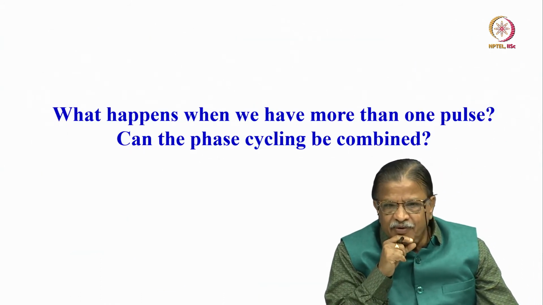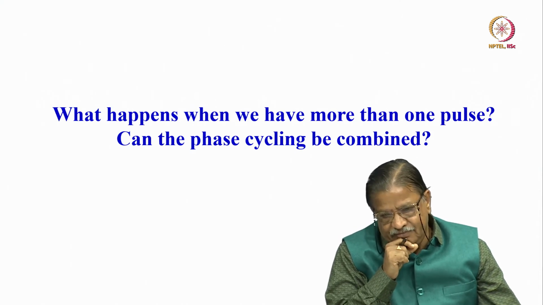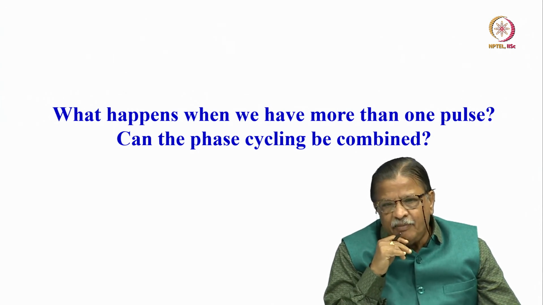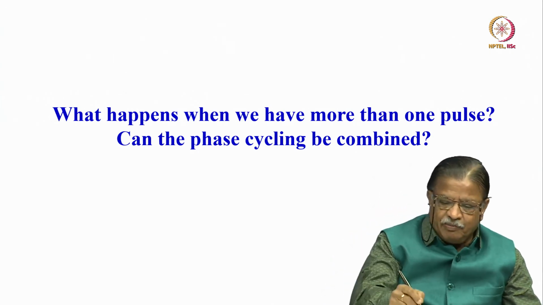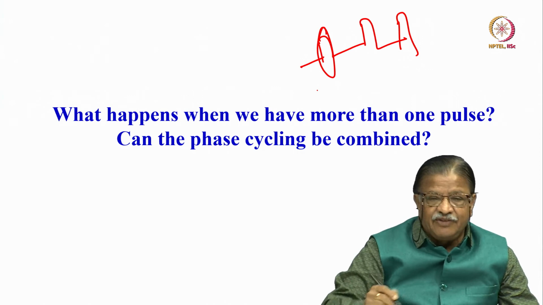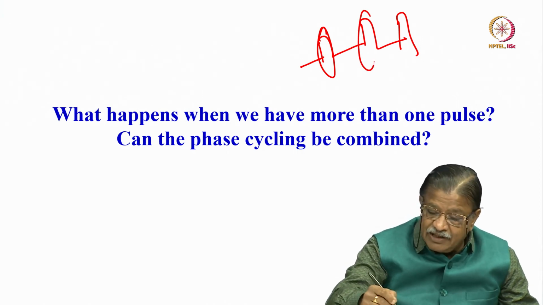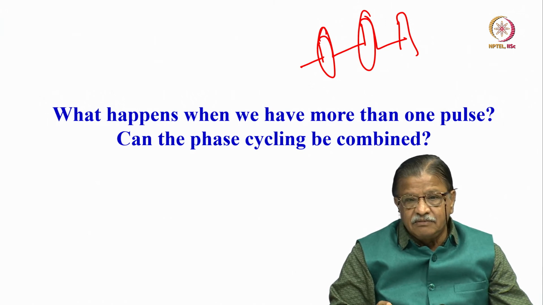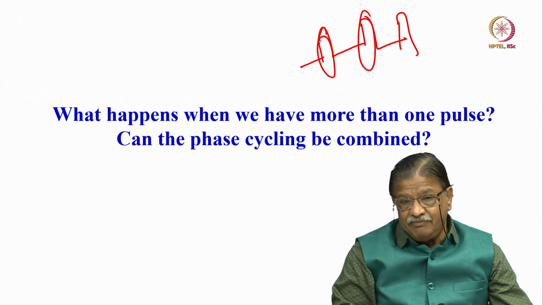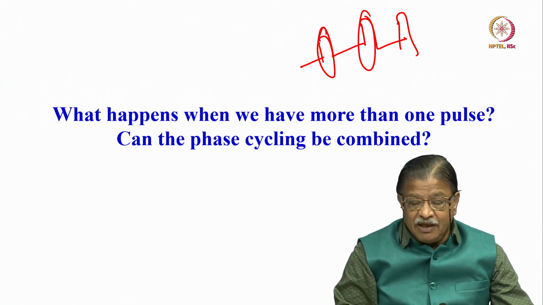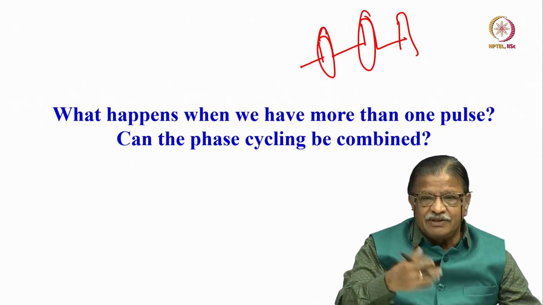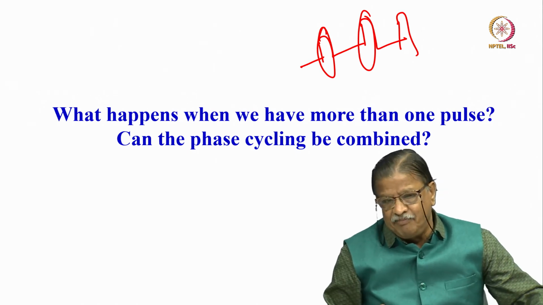What happens when you have more than one pulse? That is the next question. We were talking about only single pulse phase cycling. But in multipulse experiments, you can have 2 pulses, a 90 pulse followed by another 180 pulse, another 90 pulse like that. Supposing I want to change the phase cycling of this one, and change the phase cycling of this one simultaneously, is it possible? If I implement phase cycling and choose a particular pathway, if I have a sequence with more than one pulse, a 2 pulse sequence, 3 pulse sequence like that, can I have phase cycling implemented? Can I combine this?